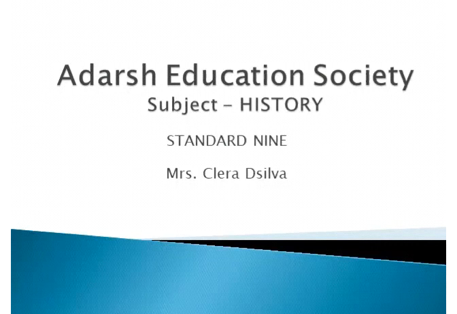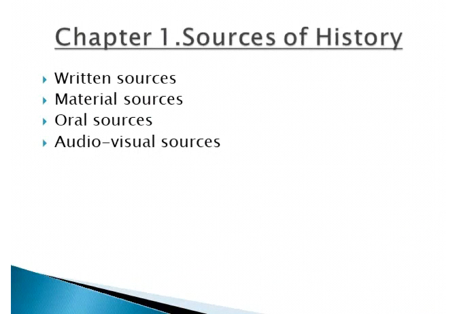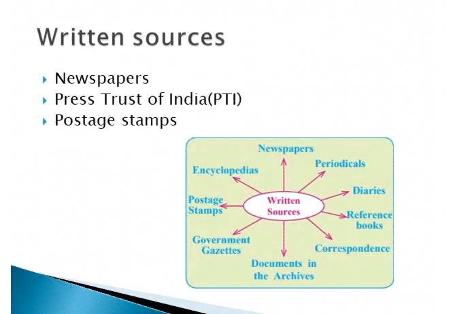We can study history with the help of various sources like written sources, material sources, oral sources, and audio visual sources. First, point number 1, written sources. The following sources are included in the written sources: encyclopedias, newspapers, periodicals, diaries, reference books, correspondence, postage stamps, government gazettes, orders of government, and documents in archives.